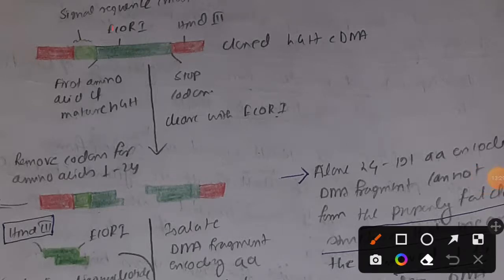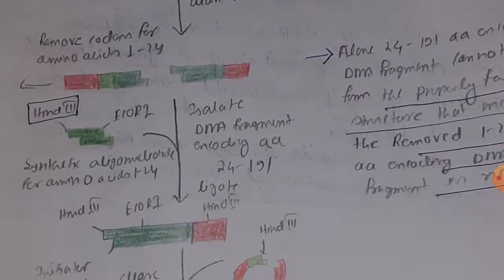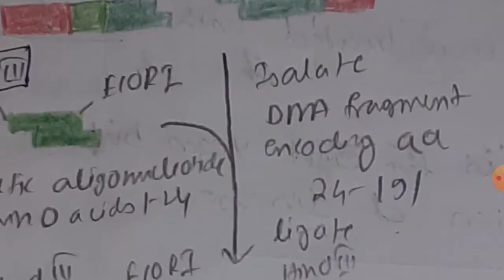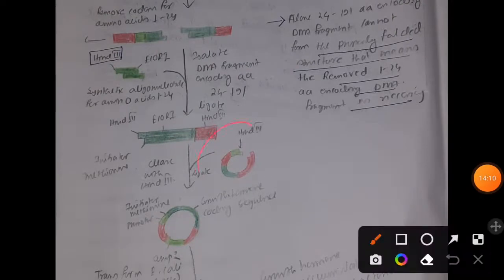That is why an ecoR1 cleavage is applied to remove the first 1 to 24 amino acids. Then, by using only amino acids 24 to 191, scientists found out that without 1 to 24 amino acids, properly folded protein formation cannot be possible. So they decided to replace the signal peptide with a ready-made oligonucleotide that will not only fulfill the gap of 1 to 24 amino acids but also provide us an extra cut site for HindIII. So this HindIII will later help us during the ligation step.